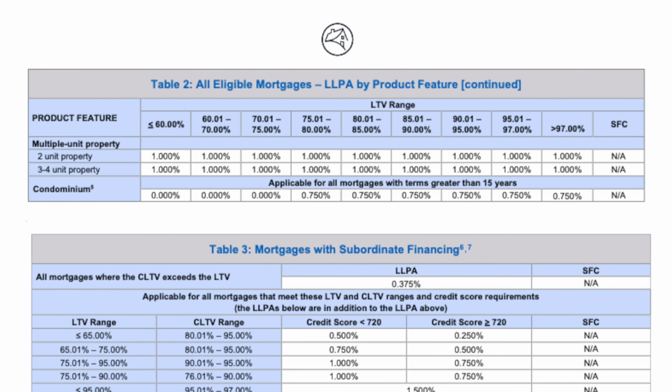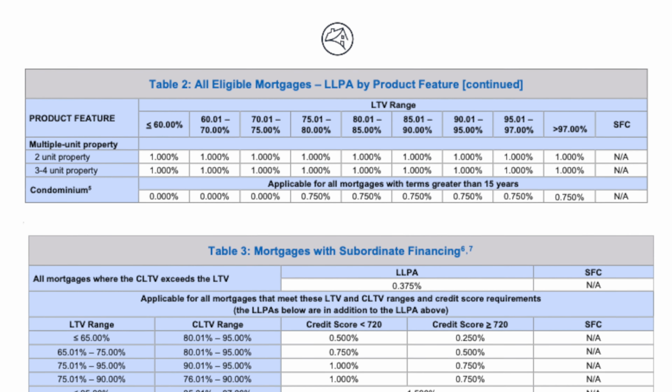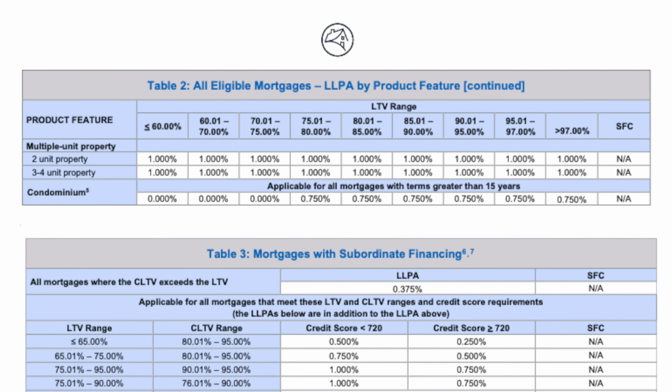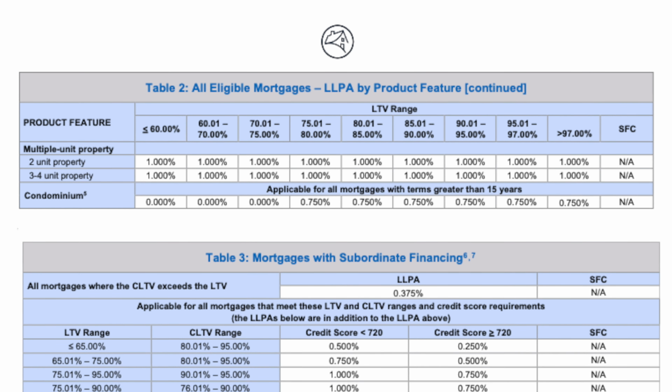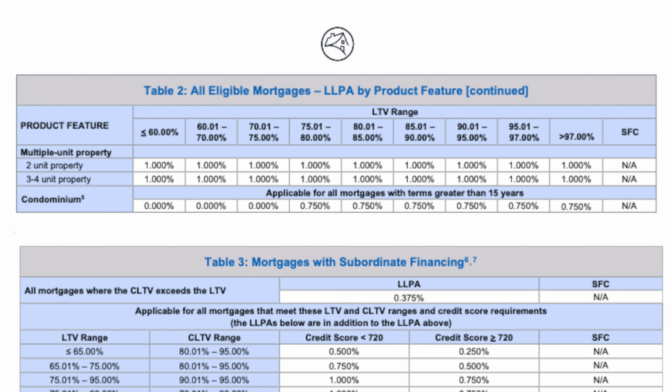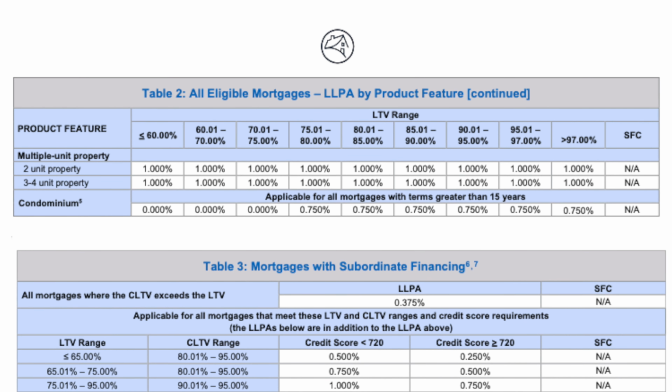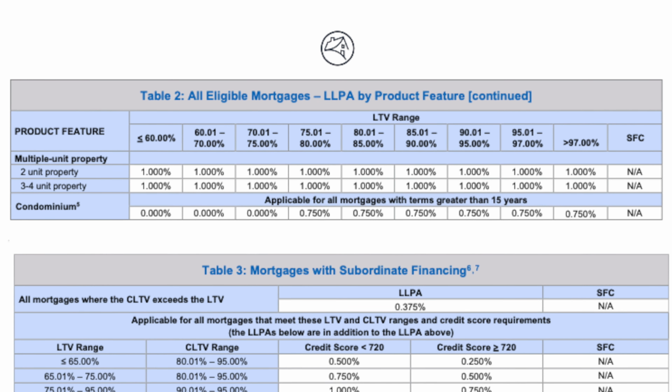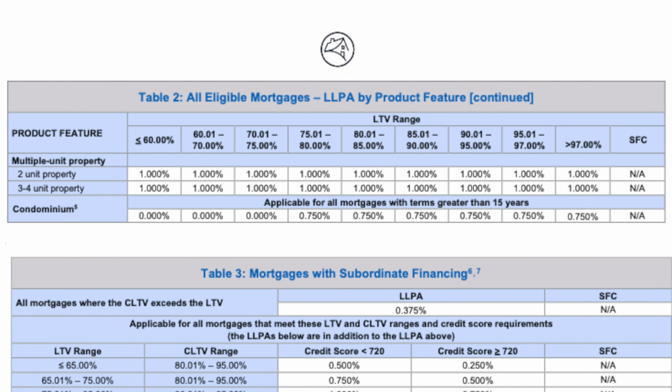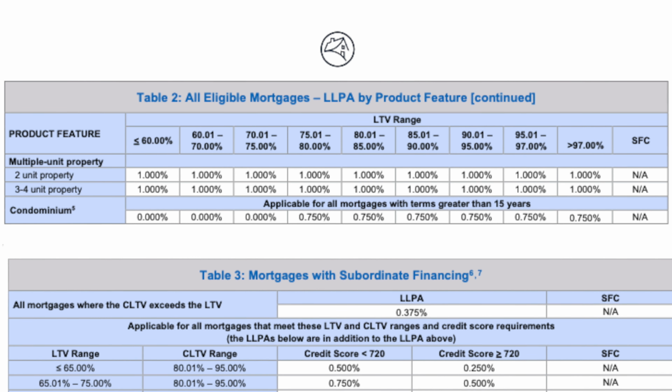The next is, what kind of property is it? Is it your primary home? Is it a second home? Is it an investment property? Is it a single family, a condo, a 2-unit, a 3-unit, or a 4-unit? That is another loan level price adjustment. And as you can see on the screen, you can see what those adjustments are based on each little piece of the puzzle. And then component number three is, are you looking to purchase a property?